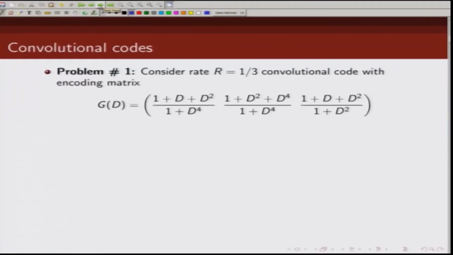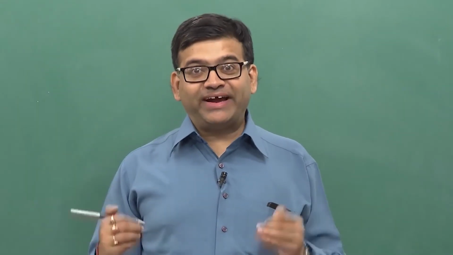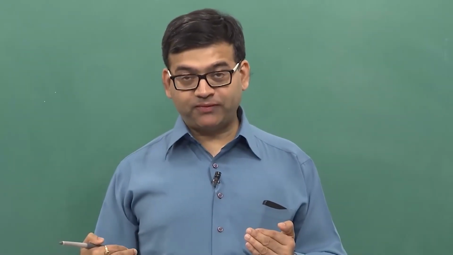So, the first question is, you are given a rate 1/3 convolutional code with generator matrix G of D, which is given by this. The first question is, is this a catastrophic encoder? Will an encoder which has a generator matrix like this result in a catastrophic encoder? So, if you recall, what is a catastrophic encoder? A catastrophic encoder generates a finite weight output corresponding to an infinite weight input sequence.